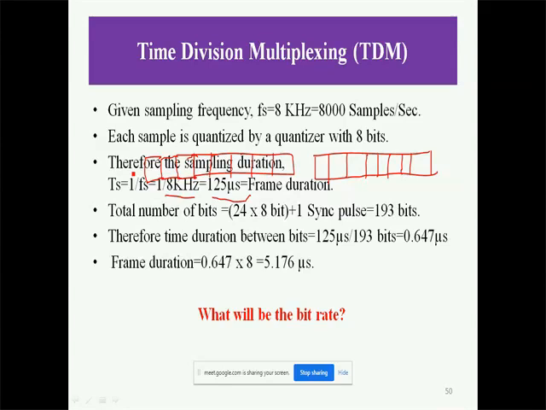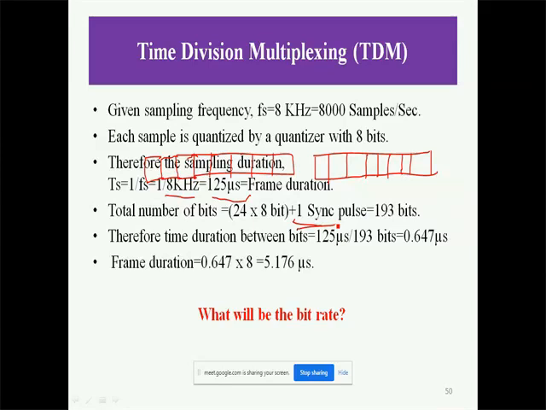So how many bits will be there for 24 channels? 24 multiplied by 8. These are the bits, but there is also a sync pulse, that is a synchronization pulse, required for your TDM. As this is synchronous TDM, there should be one sync pulse by default. You have to add this pulse.